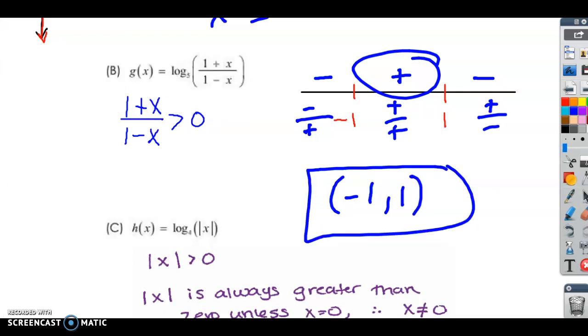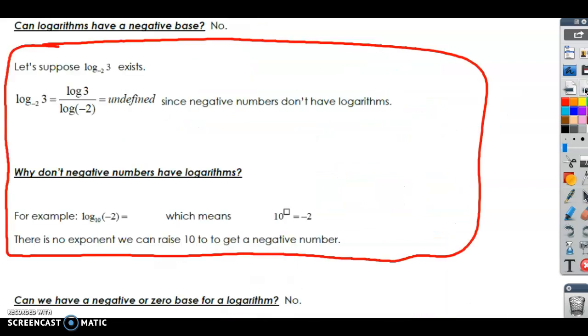So basically, this number here is only positive between -1 and 1. So that's your domain. And here's why. Just take a look right here, what I wrote here.